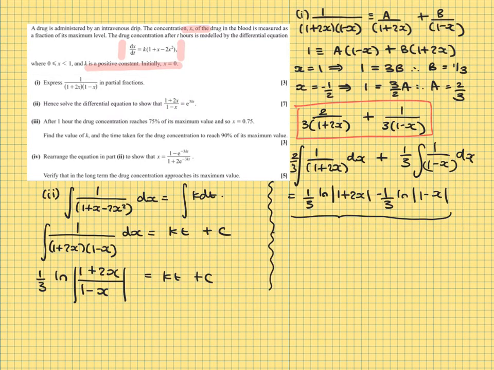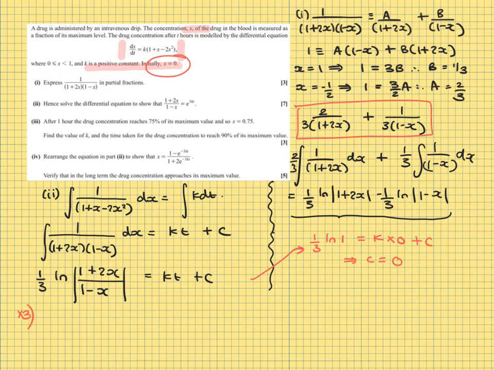Now, we need to multiply both sides by 3, but actually before we do that, we'll work out the value of this constant, because we were told that initially x equals 0. So when t equals 0, x is equal to 0 as well. So that tells me that 1/3 ln of 1 equals k multiplied by 0 plus c. Ln of 1 also equals 0, so this constant c equals 0. This makes things very much easier.